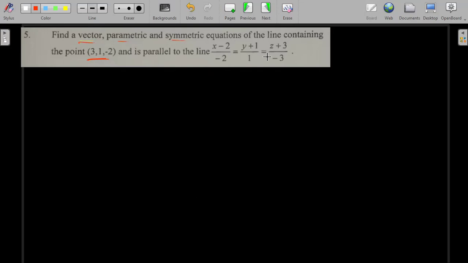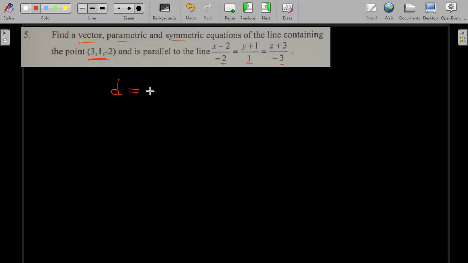So one thing that we must know about lines that are parallel: they are going in the same direction, meaning they have the same direction vector. So lines that are parallel have the same direction vector. And when you observe, this equation here is given as a symmetric equation. So always in a symmetric equation, the numbers that are down here are the direction numbers, which will make my direction vector.